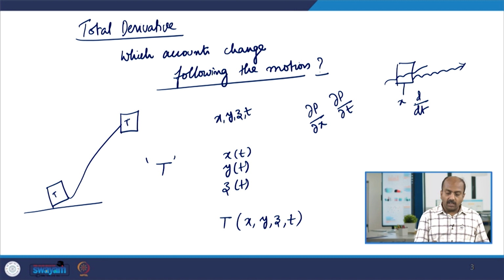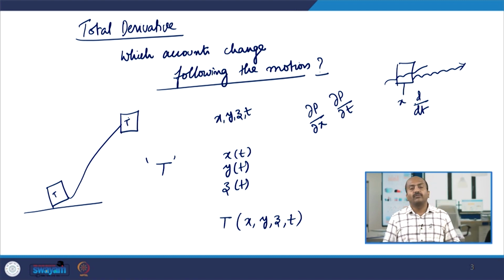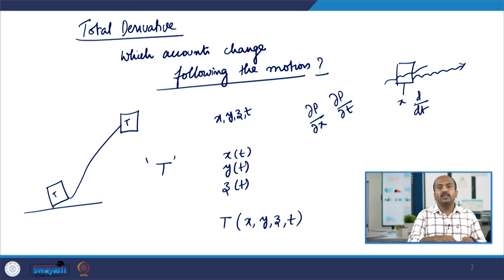This temperature change is not because of what is happening inside. You have not compressed it or expanded it, but the temperature change is just because it has moved from one point to another point. Due to the ambience, the temperature has changed. So, what is the change in temperature with respect to time?